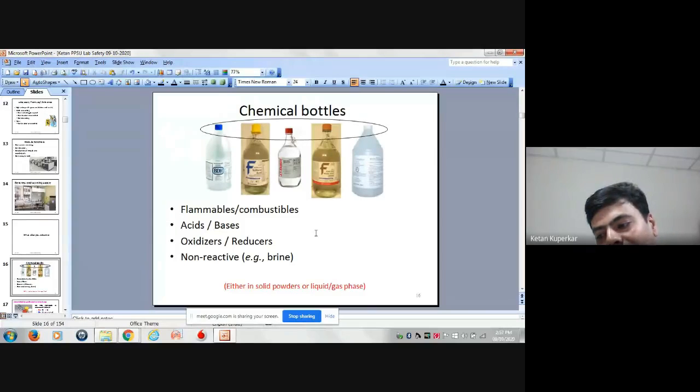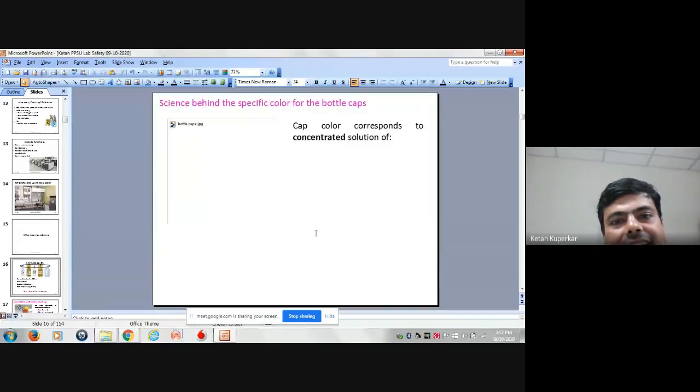When you enter a laboratory, definitely you see several different sizes of bottles comprising flammable or combustible components, liquids or solvents. In addition to this, there are several acids, several bases, oxidizers, reducers, and non-reactive salts. Either they are solid powders or they are in liquid or gas condition. The purpose why I have encircled these differently colored caps of the chemical bottles is in the next slide.